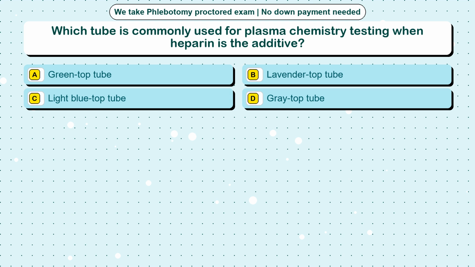Question 19. Which tube is commonly used for plasma chemistry testing when heparin is the additive? Option A, green top tube. Option B, lavender top tube. Option C, light blue top tube. Option D, gray top tube.